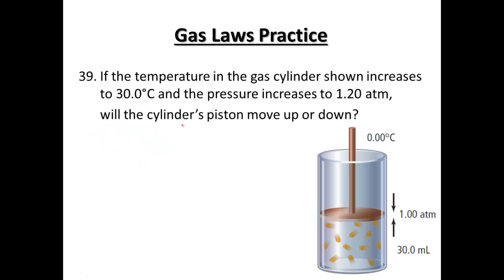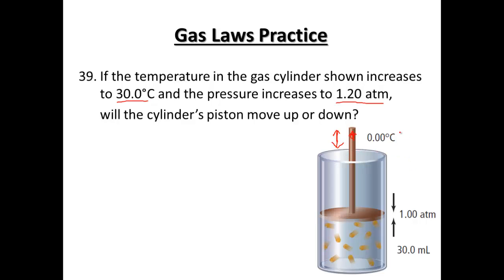But what we're going to see is if we change two things, pressure, volume, or temperature, how does that third one change? So we can actually change two variables at the same time with our combined gas laws. So it says if the temperature of a gaseous cylinder increases to 30 degrees Celsius and a pressure of 1.2 atmospheres, so we've changed temperature and pressure, will the piston move up or down? So we've got to find out which direction this piston is going to go. Is it going to go up, or is it going to go down?